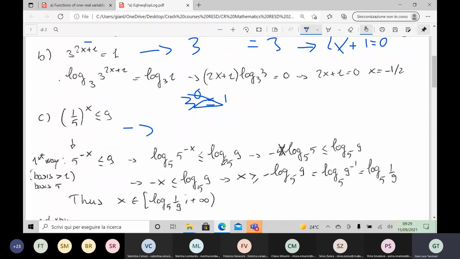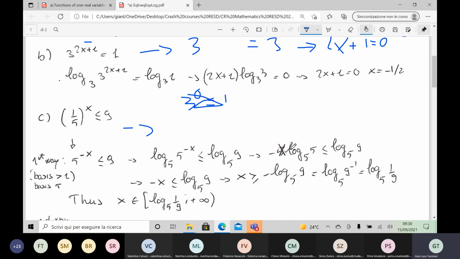So you see, I wrote it here. The inequality does not change. Now apply the property of logarithms. Minus x is the exponent of 5, so now you can copy it. You make it fall down. You copy it in front of the logarithm and you cancel it from the exponent of 5. So we have minus x logarithm with basis 5 of 5, which is smaller or equal to what? Logarithm with basis 5 of 9.